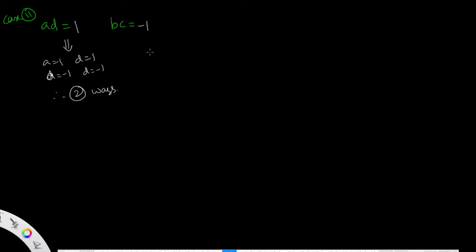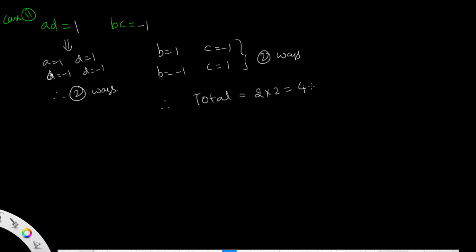And BC equal to minus 1 means B equal to 1, C equal to minus 1, or B equal to minus 1 and then C equal to 1. Here also we can get 2 ways. Therefore, case 2 total is 2 into 2, that is 4 ways. This is for the case 2. And then go to the case 3.